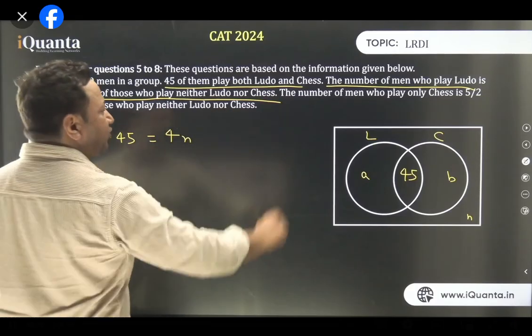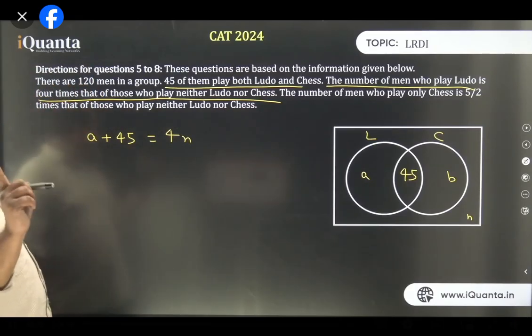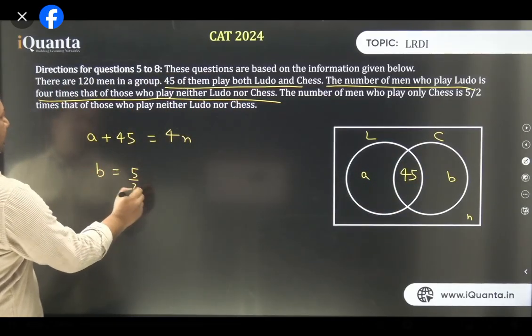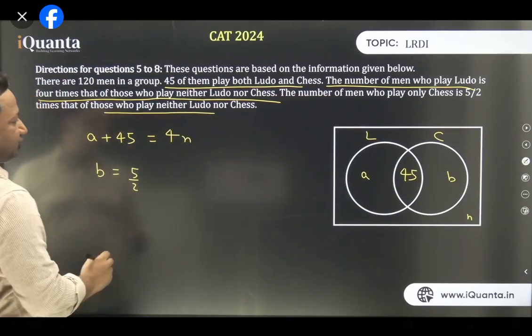Then it says the number of men who play only chess. Only word use कर दिया है. Only. That means we're concerned only about B. Is 5 by 2 times of that of those who play neither Ludo nor chess. So 5 by 2 times n.